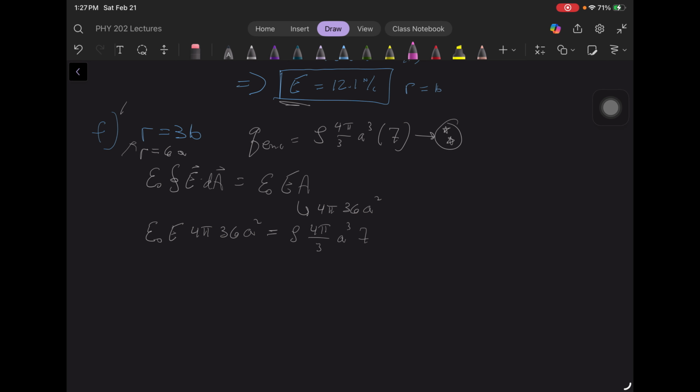Well, 4 pi. a squared and a cubed leaves us with an a. And so we get E is equal to rho a over epsilon naught times 7 over 3 times 36. Right? Epsilon naught E, the 36 is there, the rho is there, 3a, 7. Yep. And so 1.84 times 10 to the negative 9.